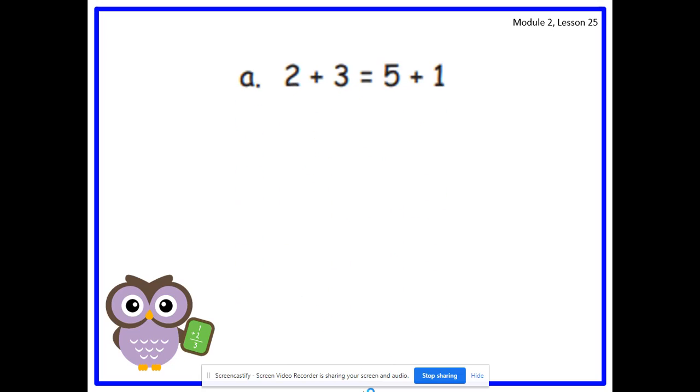Look at these expressions. 2 plus 3 equals 5 plus 1. Before we write anything, let me explain. We have an equal sign here, meaning that both sides are equal. Is this true or false? Go ahead and write a T for true if it's a true number sentence, or write an F for false if it is not equal on both sides. Press play to check your work.